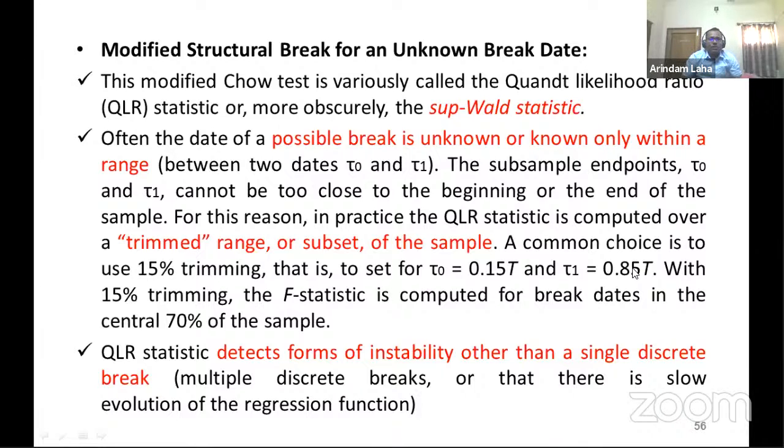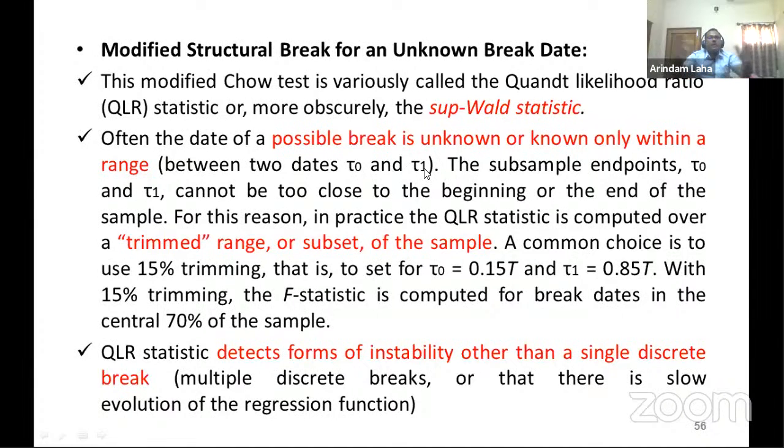Suppose you have a data set from 1950 to 1990, but you are considering 1960 to 1980. Why? 1960 is your tau 0, 1970 is your tau 1. You have eliminated 15% of the observations from the initial and 15% from the latter. Why? Because the break should occur in between this time, tau 0 to tau 1. They should consider this trim sample in order to identify the unknown break.